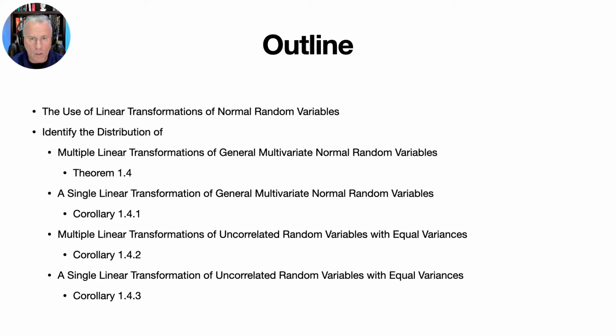We'll then look at Corollary 1.4.2, where we identify the distribution of multiple linear transformations of uncorrelated random variables that have the same variance. And then finally, in Corollary 1.4.3, we'll identify the distribution of a single linear transformation, again, of uncorrelated random variables with equal variances.